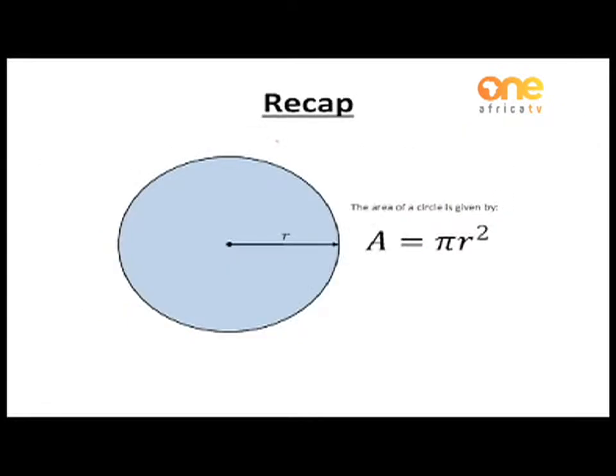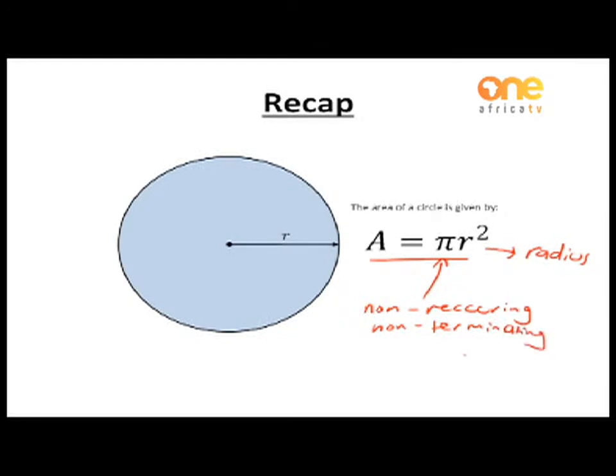Let us recap everything we have just learned. The area of a circle is given by pi r squared, where r is the radius and pi is a non-recurring, non-terminating decimal. So we leave all our areas in terms of pi.